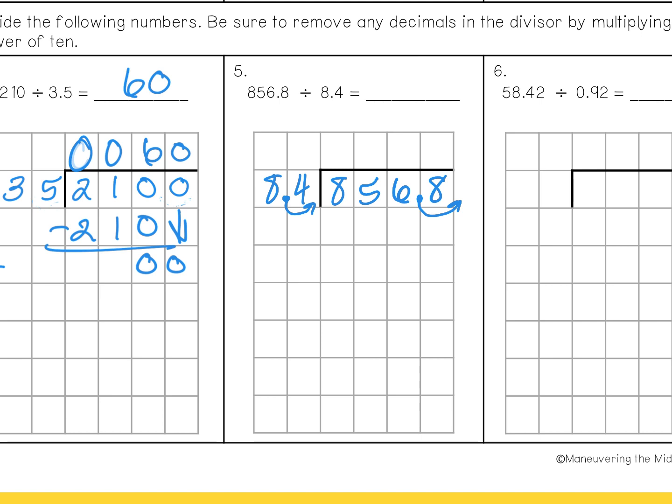And now we're going to figure out how many times 84 goes into 8. It does not, because 8 is smaller than 84. So I'm going to put a 0 up here. Now I'm going to ask myself how many times 84 goes into 85, which is once. This needs to be 84. 85 minus 84 gives me 1. Then I'm going to drop down my 6. Now I'm going to ask myself how many times 84 goes into 16. It goes in 0 times.